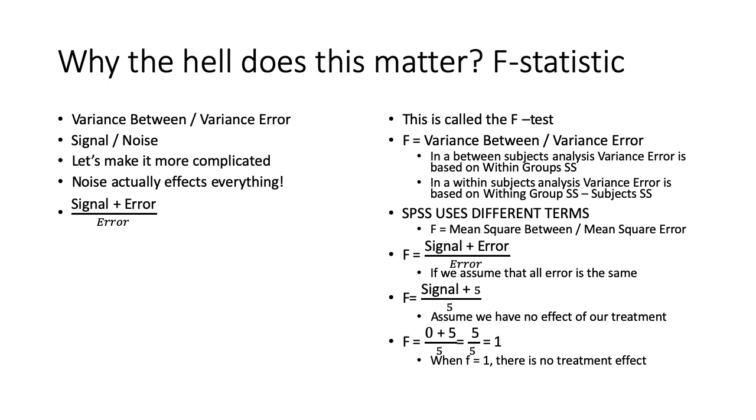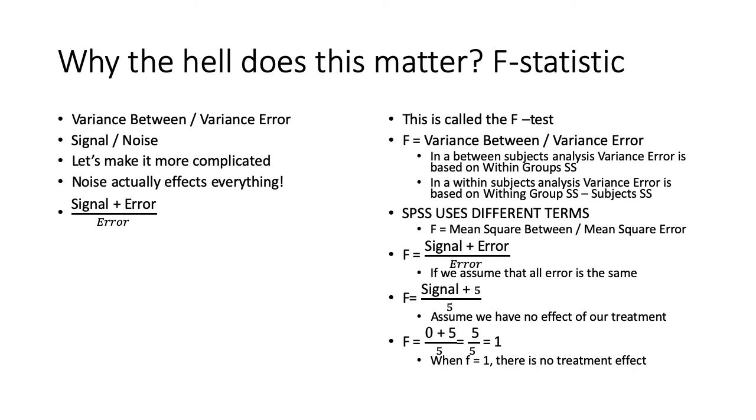Now, in a within subjects design, the error variance is that crap factor, or that error which we get from taking the within factor minus the subjects factor. Nonetheless, it's still a signal to noise ratio. SPSS does call these mean squared, so the mean squared between divided by the mean squared error. There's different names for different statistics. I wish we didn't have synonyms, but we do. Nonetheless, the idea is still the same, and I want to walk you through.